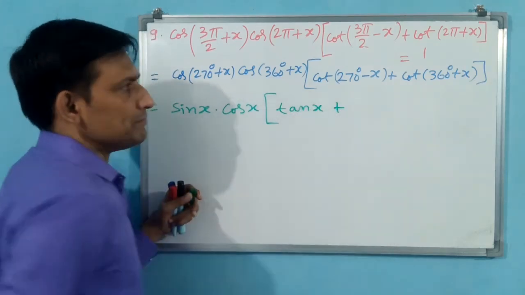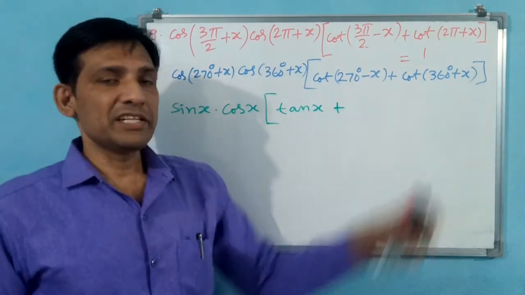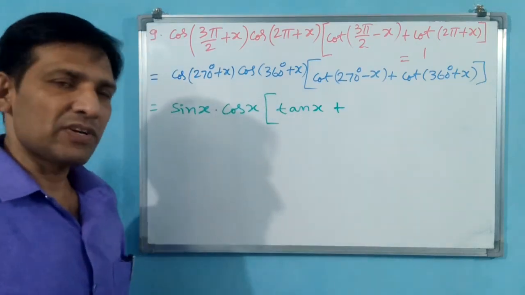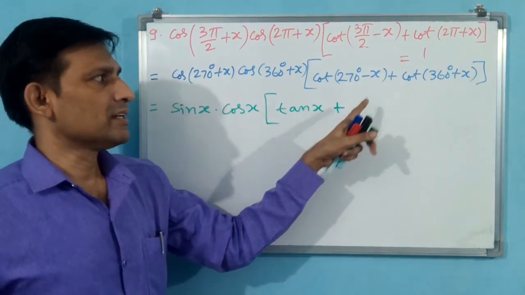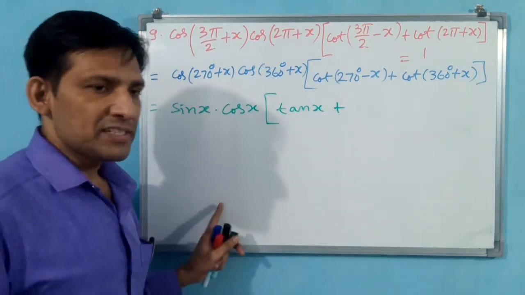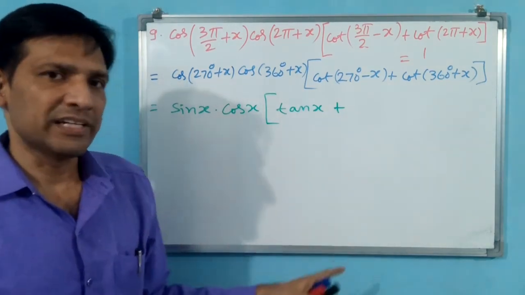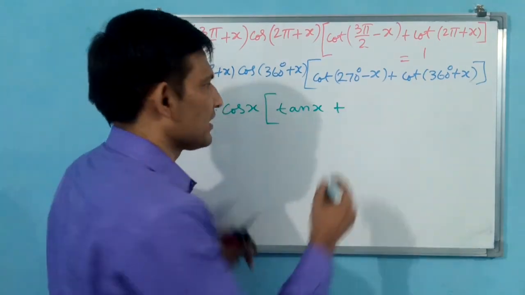Okay, plus cot(360 plus x). 360 plus means first quadrant. First quadrant all positive. You need not write positive again. But 360 is a horizontal angle. Horizontal angle means cot only will come, cot x.